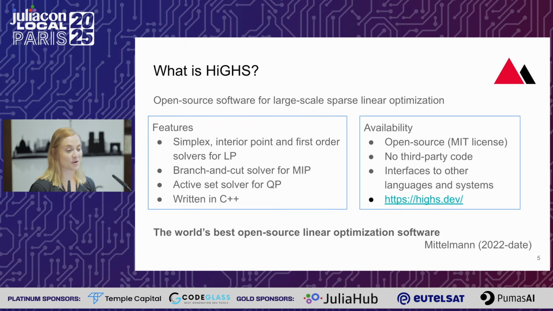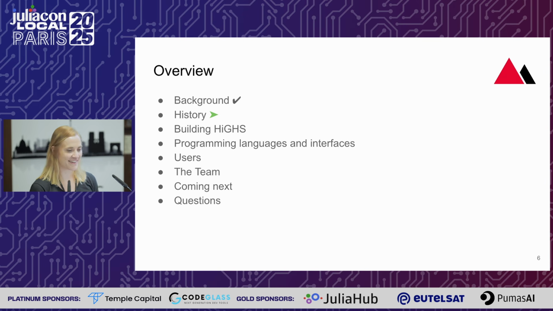HiGHS is the world's best open source linear optimization software, as demonstrated in the Mittelmann benchmarks from 2022 onwards. And this was my short introduction. I'll continue to the history section, where I will tell you some background about the original developers, how the project was created initially, and I'll introduce the person who created our MIP solver.